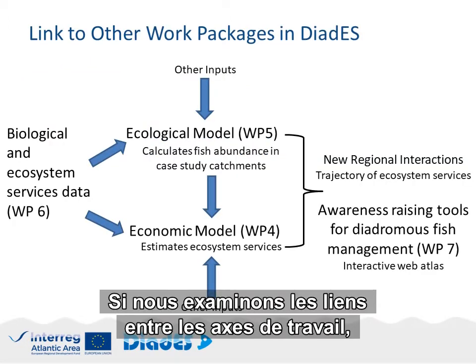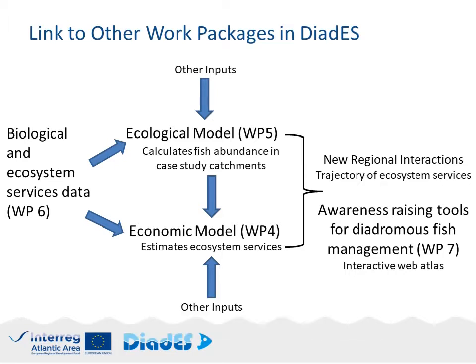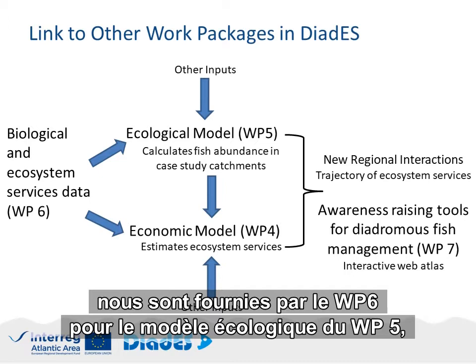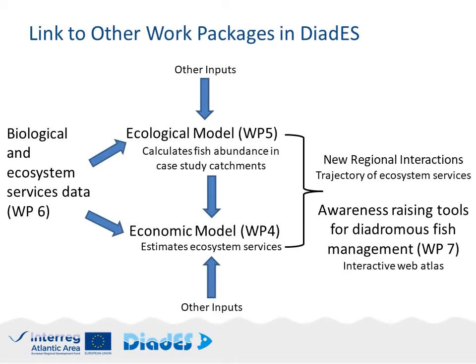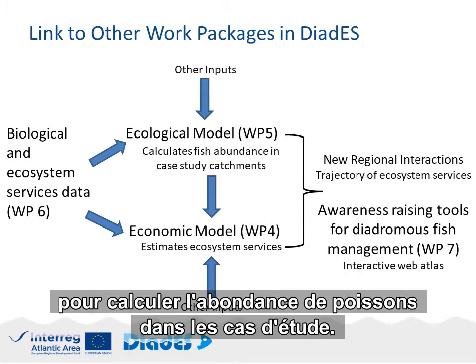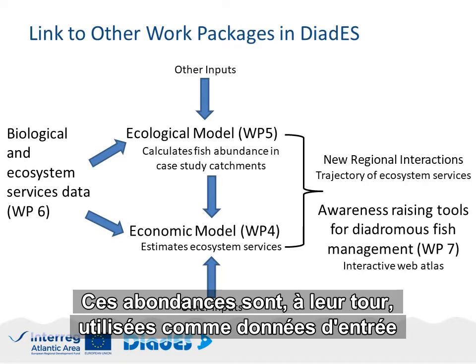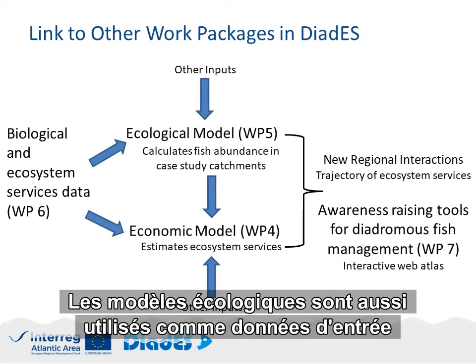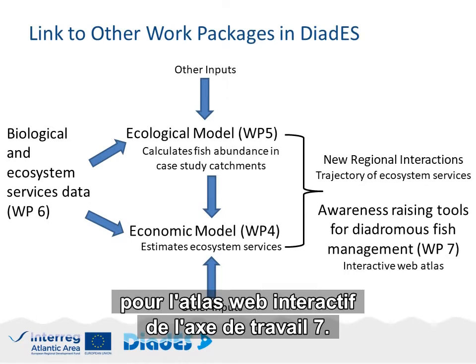If we look at the linkages between work packages, we can see that biological data is being provided to the ecological model in Work Package 5 from Work Package 6. And then this is used with other inputs to calculate fish abundance in case study catchments, which are being used as some of the inputs for the economic models in Work Package 4. The ecological models are also being used as inputs for the interactive web atlas in Work Package 7.